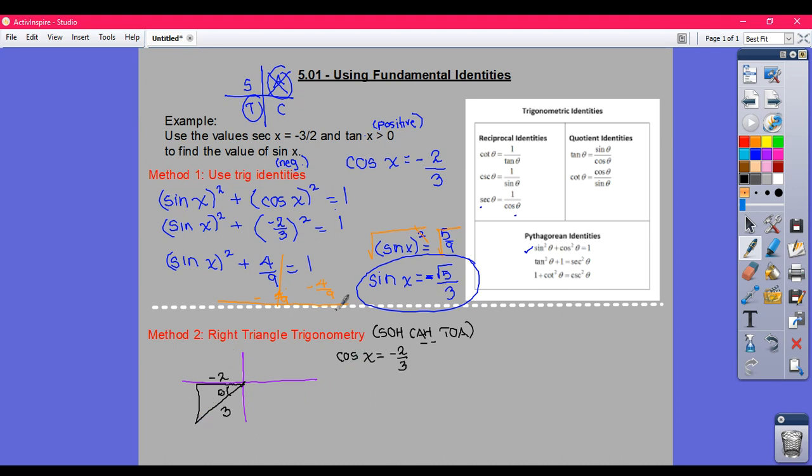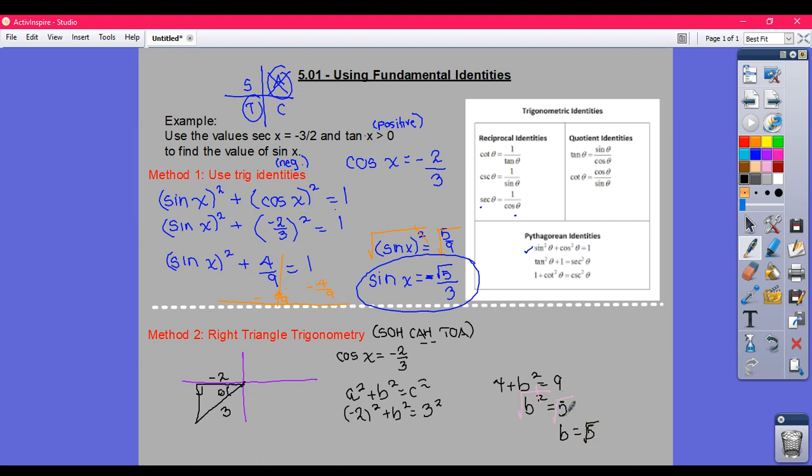So if I have 2 out of 3 sides of a right triangle, in order to find the third side, I'm going to use the Pythagorean theorem, a squared plus b squared equals c squared. Plugging in the values that I know, I have -2 squared plus b squared equals 3 squared. And that would give me 4 plus b squared equals 9. Subtract 4 on both sides, b squared equals 5. And again, once I get rid of the square by square rooting, b will equal the square root of 5.